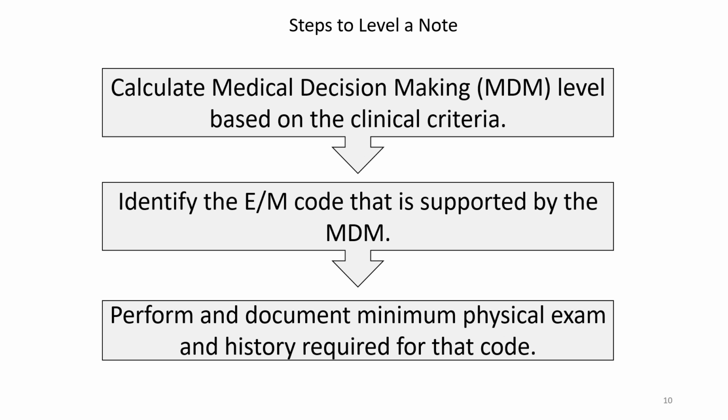So how do I level a note? We're going to talk about medical decision-making ad nauseam throughout the rest of this presentation. Medical decision-making will drive everything that we do in E and M coding. So once I've calculated the medical decision-making, which is the most complex part of this, then all I have to do is find the code that fits with that level of medical decision-making. And then I need to perform and document the minimum physical exam and history required for that code. That way you can be as efficient as you need to be. There's no point in doing a comprehensive physical if it's not required.